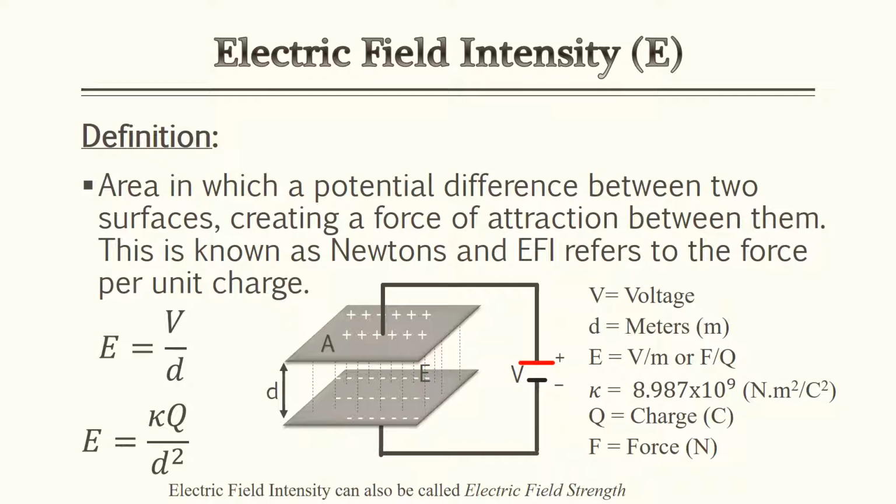The first associated term we'll go over is electric field intensity, which has a symbol of a capital E. Electric field intensity is the area in which a potential difference between two surfaces creates a field of attraction. Now, in the majority of our practice problems, we're going to use two parallel plates just to keep it simple, but associate it with a capacitor. It has two plates, and we're trying to find the electric field between them. And this electric field is measured in volts per meter.